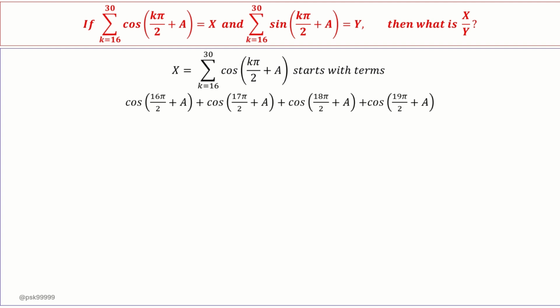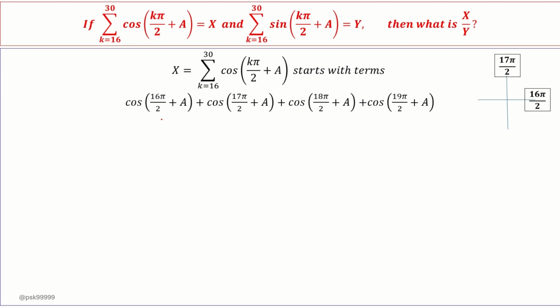So first let us check the values of the first 4 terms. Okay, first 4 terms are cos of 16 pi by 2 plus a plus cos of 17 pi by 2 plus a, 18 pi by 2 plus a, and 19 pi by 2 plus a. Okay, so we know that 16 pi by 2, where it will go? 16 pi by 2 is actually 0, right? At the x-axis 0 side, it's same as 0. So obviously you can consider that as 360 degrees or 0, so cos of 16 pi by 2 plus a will become cos a.